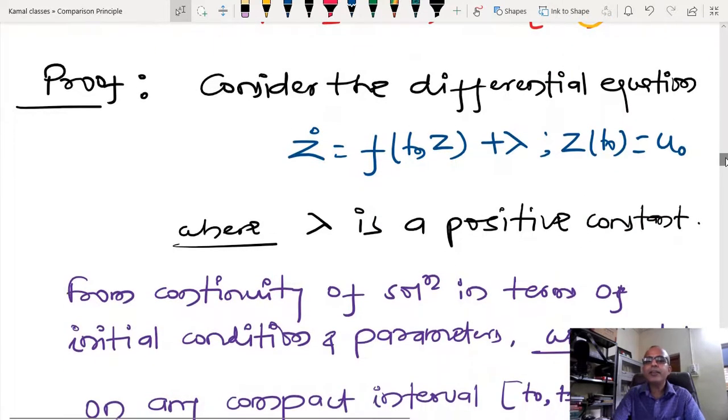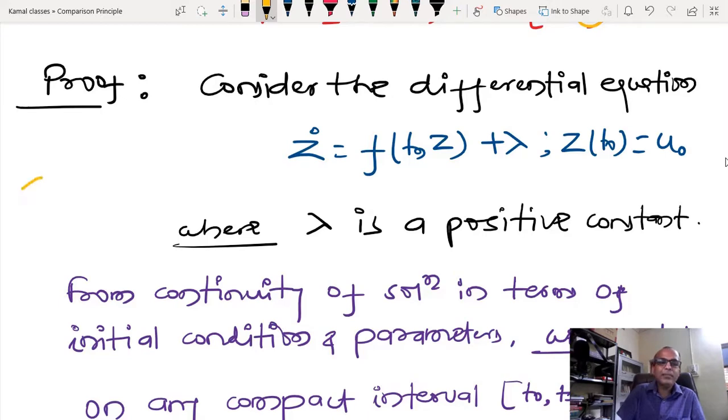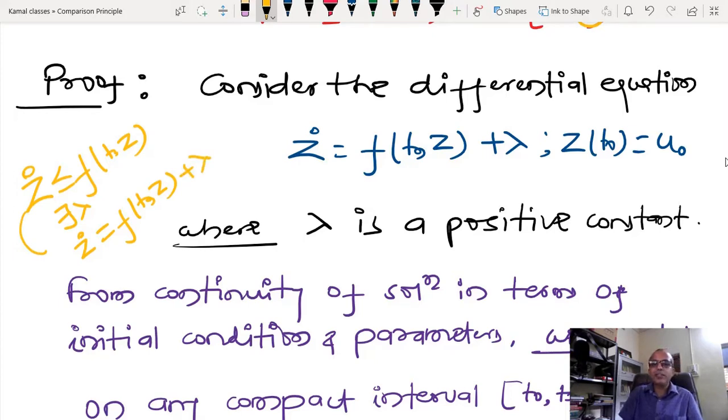Suppose I have an equation like z dot equal to f(t, z). Now I am going to consider a more general differential equation where I add lambda here. Suppose I have this kind of equation. We are saying there exists a lambda such that this differential inequality is converted into a differential equation for some value of lambda. Suppose that kind of thing exists.